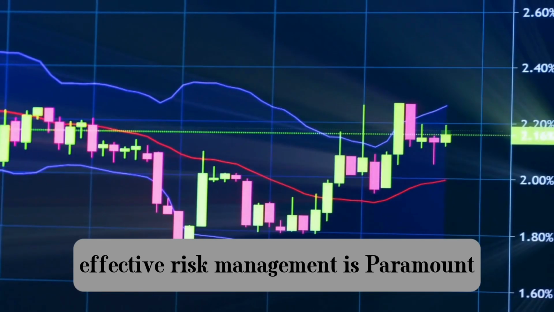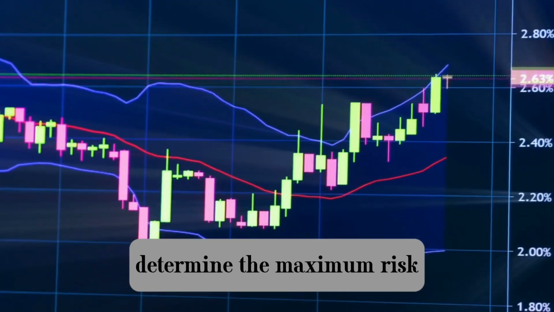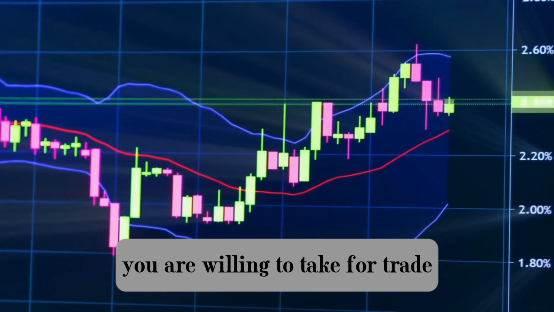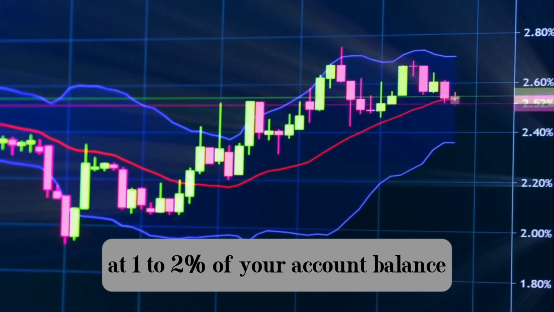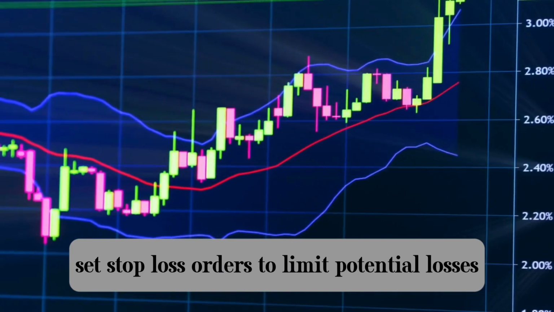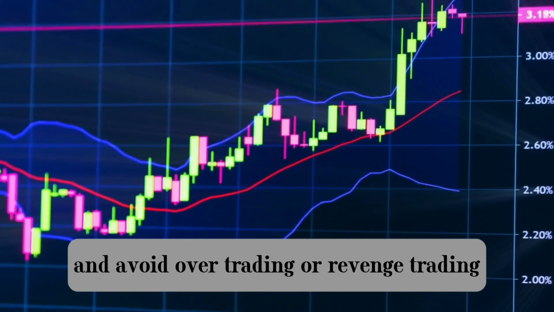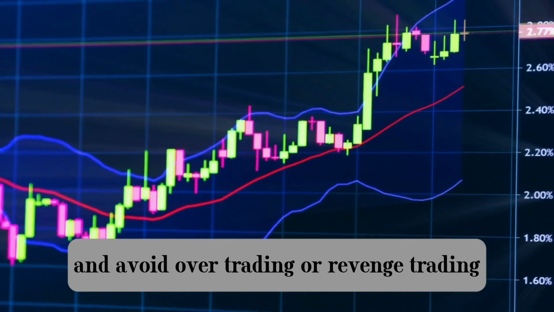Effective risk management is paramount. Determine the maximum risk you are willing to take per trade, typically recommended at 1 to 2% of your account balance. Set stop-loss orders to limit potential losses and avoid overtrading or revenge trading.